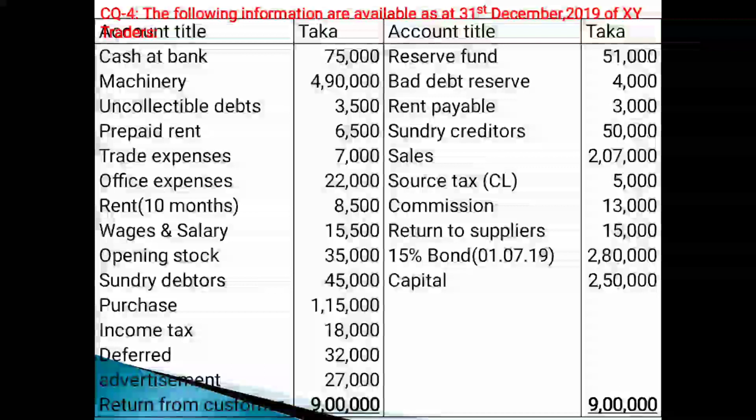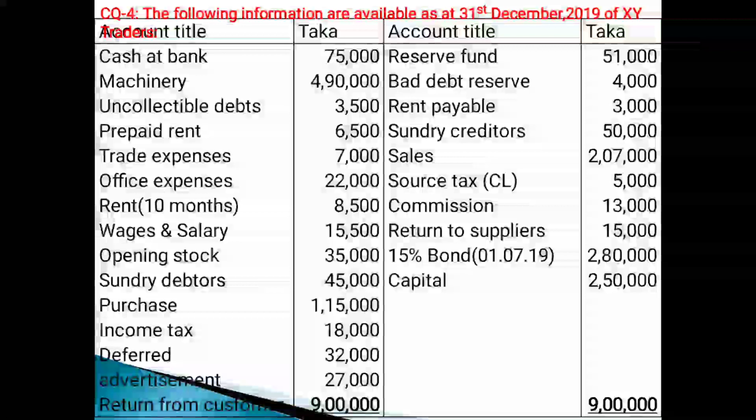Sundry debtors, that is accounts receivable, is indicated as current assets or short-term assets in the statement of financial position. Purchase, one kind of expenditure to be shown in the cost of goods sold statement. This is the biggest expenditure of any business. Income tax is indicated as drawings, to be deducted from the total amount of capital in the equity statement.